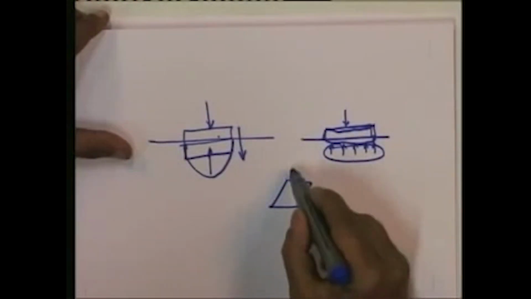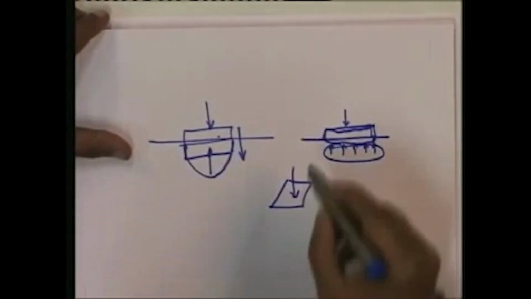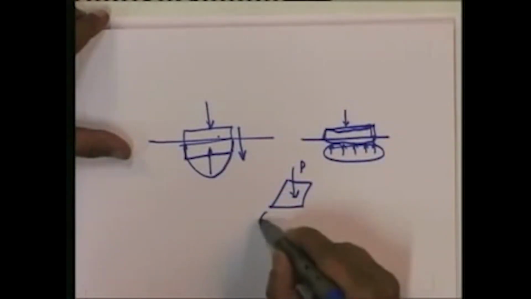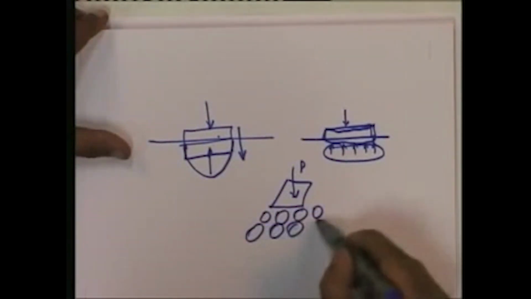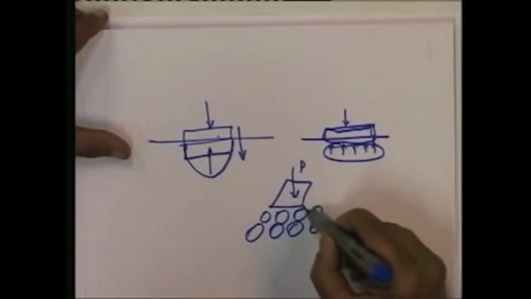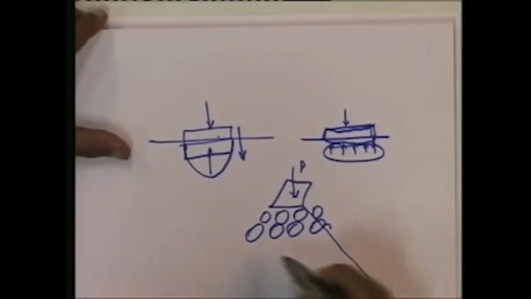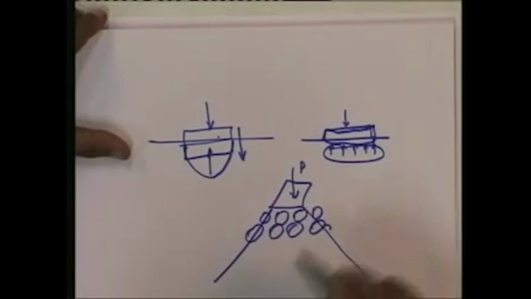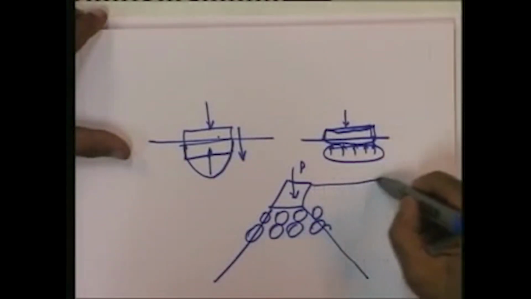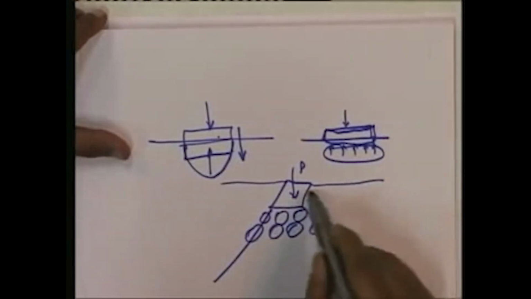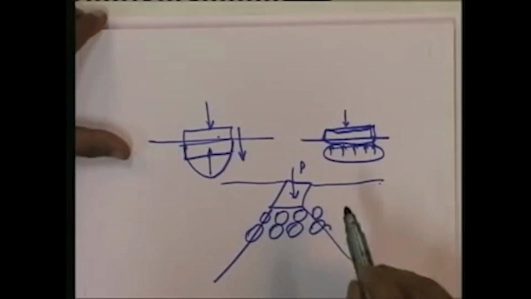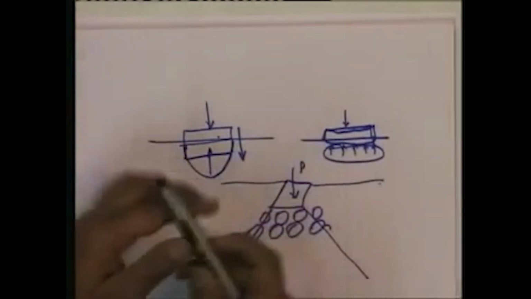So, suppose this is the foundation on which I am applying a load P. Because there are a number of particles below this, gradually this load is going to get distributed like this, and in the third dimension as well, it is going to get distributed along lines approximately as drawn here. A better diagram is there in this slide.